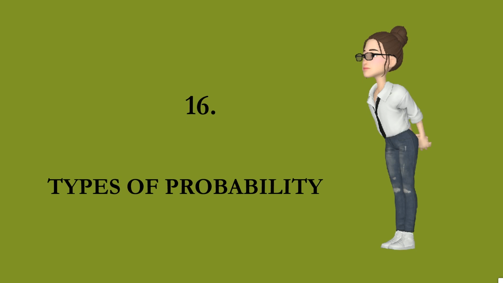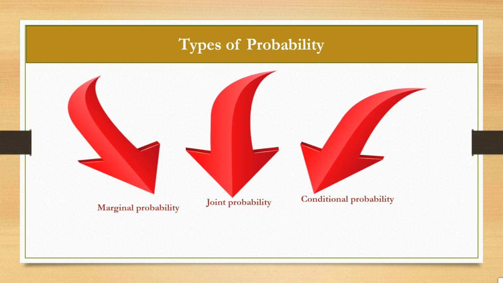Now let's move on and look at our next topic, which is the different types of probability. This is an important topic because most of your problems can be solved by understanding which type of probability you should use. We have three important types of probability: marginal, joint and conditional probability. Let's discuss each of these.